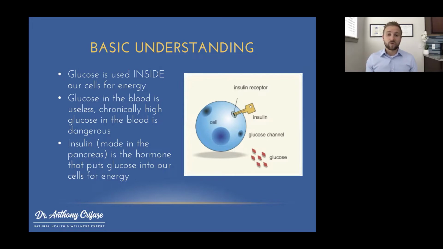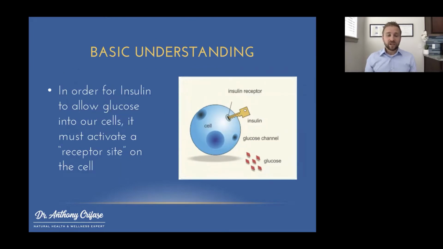Now, insulin, which is a hormone made in the pancreas, is the hormone that takes the glucose outside of the cell and puts it into the cell where you can use it for energy. So in order for insulin to allow glucose into the cell, it's kind of a lock and key mechanism. Insulin opens the lock and allows glucose to enter it. It must activate a receptor site on the cell, an insulin receptor site.